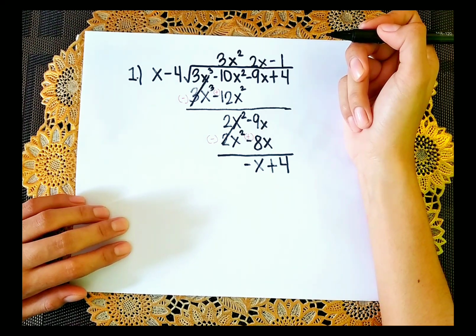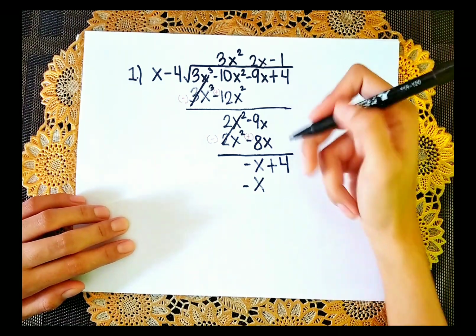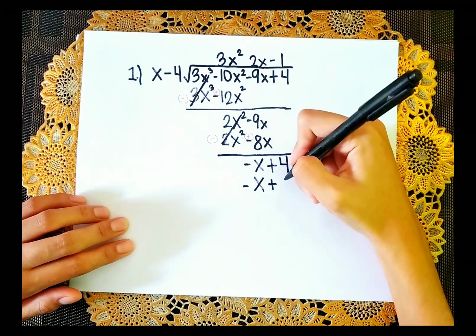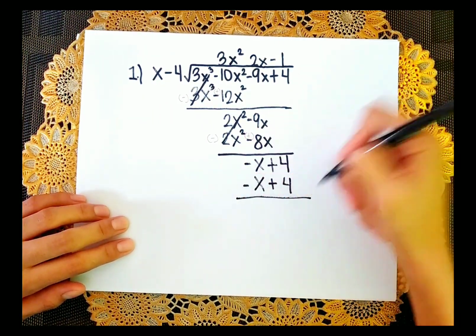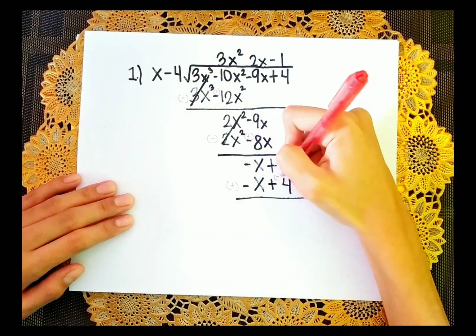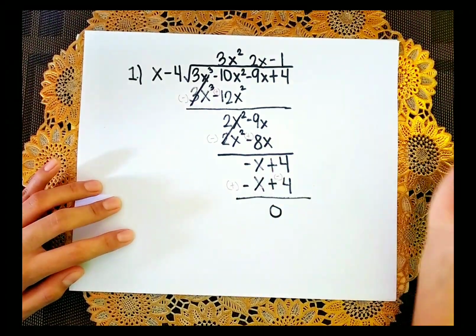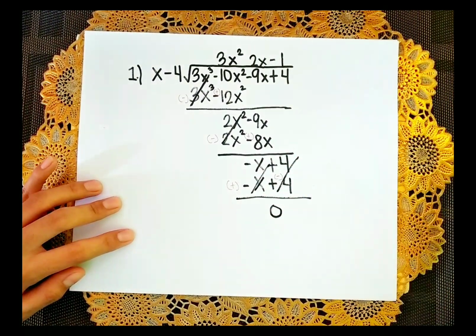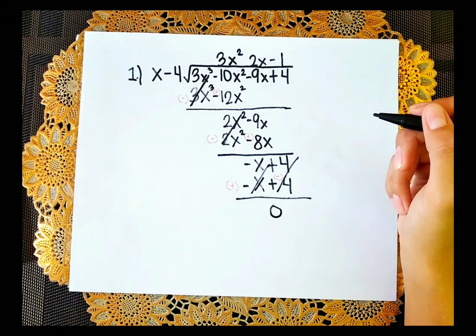So negative 1 times x will give negative x. And then negative 1 times negative 4, both of them are negative, so therefore the answer will be positive 4. And proceed to subtraction, and then change the sign of the subtrahend. Negative will become positive, and positive will become negative. So negative x plus positive x will be equal to 0, so we may just cancel. Positive 4 and negative 4 will also give us 0. So therefore, the remainder here is 0.